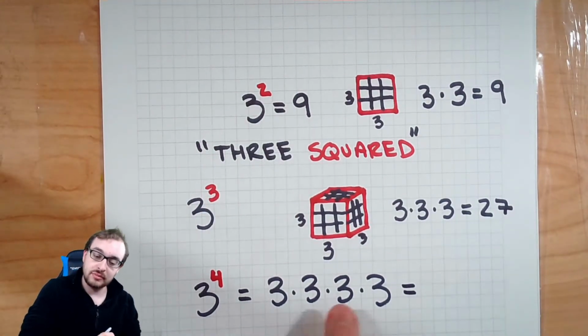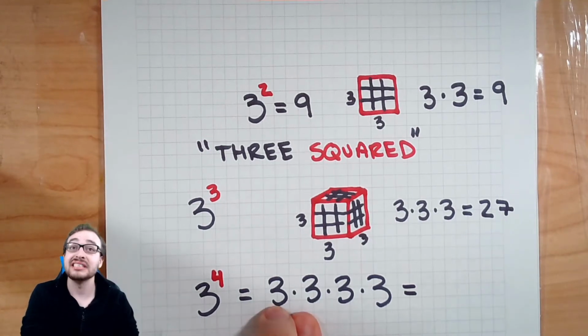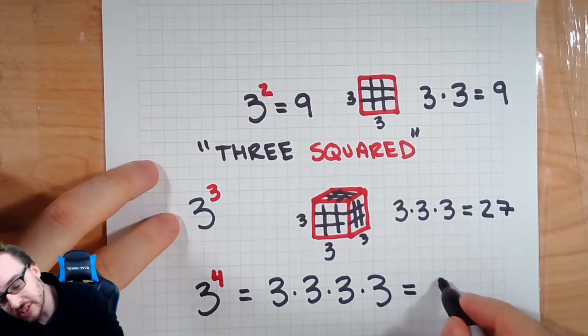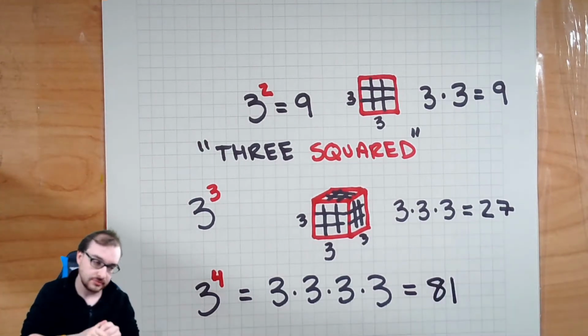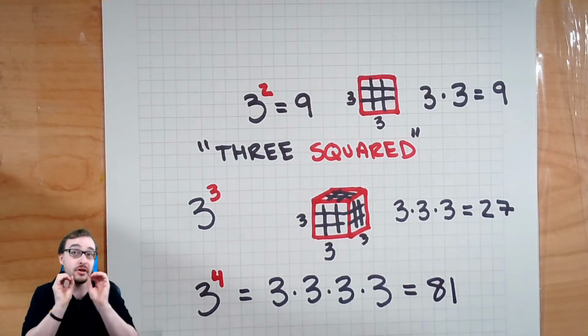And I can do 3 times 3 times 3 times 3 in my head, and I can figure that out. That's fine, but I would rather do this. 3 times 3 is 9. 3 times 3 is 9. And then I can multiply them together. 9 times 9, I know, is 81. So that's what exponents are in a very brief sense.